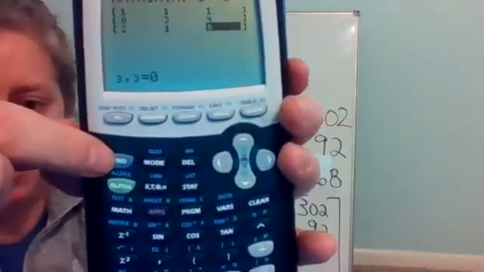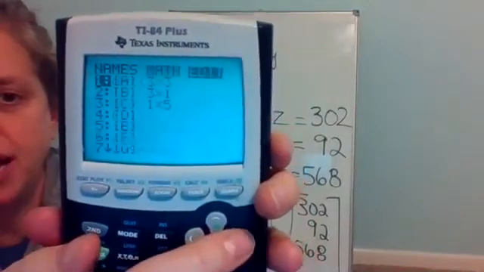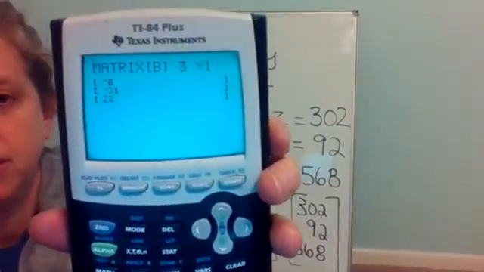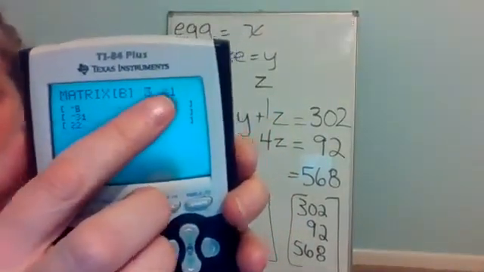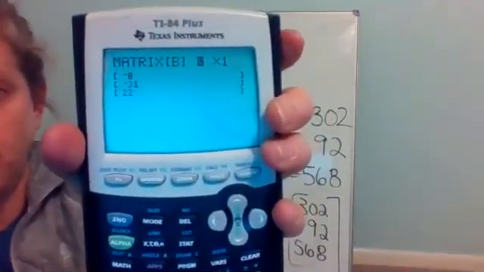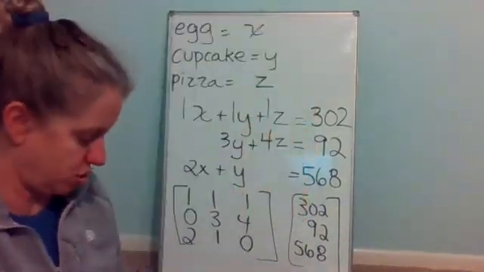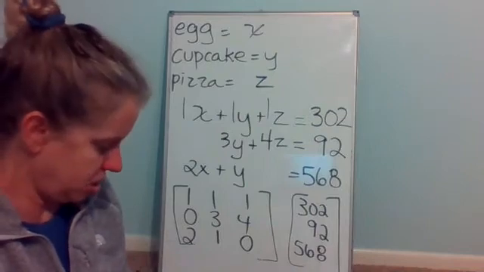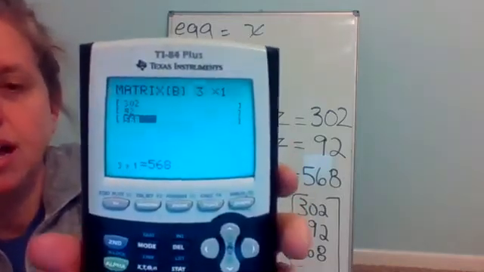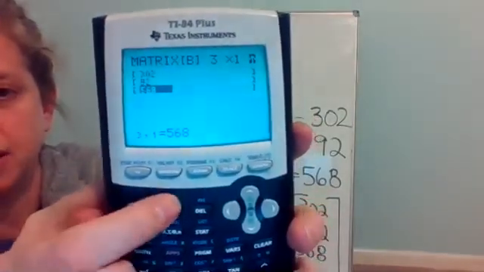Now make matrix B. Second matrix, you're making a new one. Go over to edit and make sure you go down to B and hit enter. You still want it to be 3 by 1, right? You still have 3 rows here. So hit 3 by 1 and replace these with your new numbers, which are 302, 92, and 568. Now that I've made my 2 matrices, I want to go to my home screen. So second, quit.